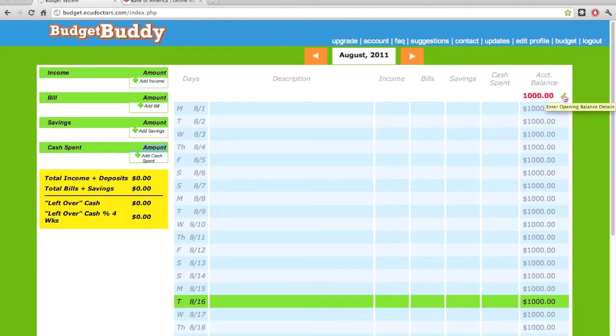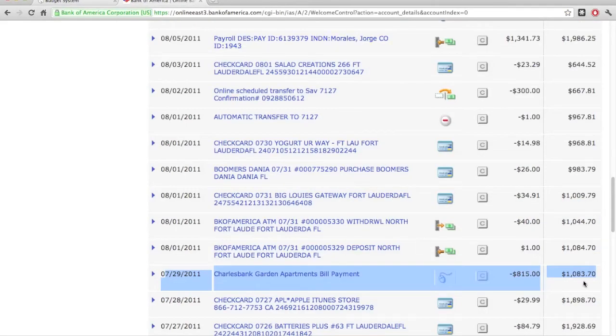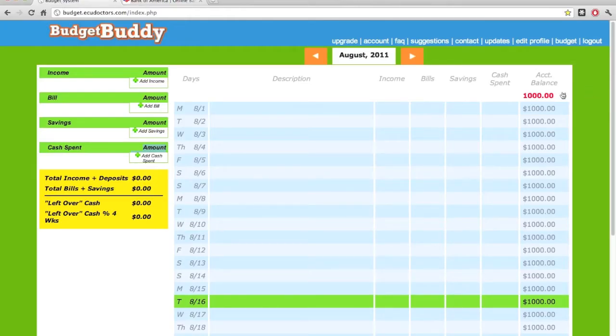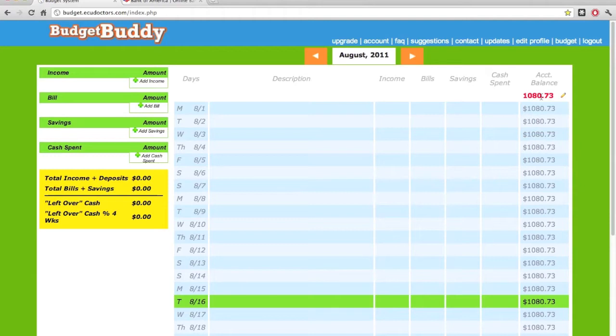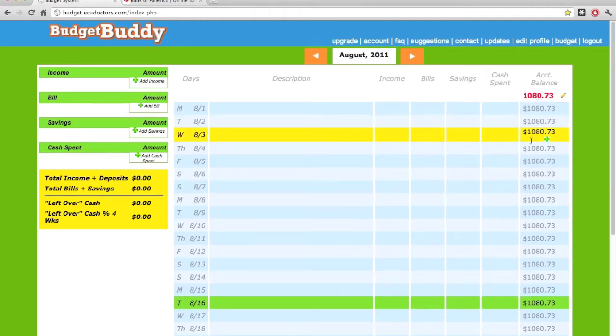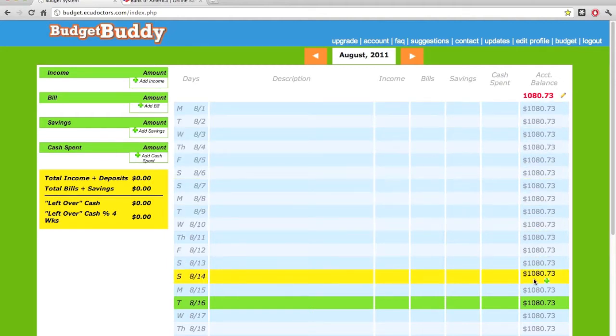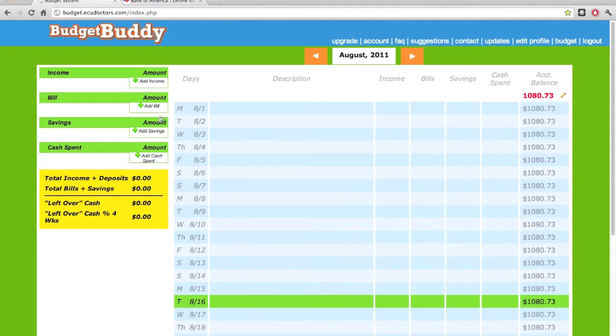The first thing I'm going to do is change the account balance to the amount of money that I began the month with. If I go back to my Bank of America account, I see that I began the month with $1,083.70. So I'm going to change that here. Submit, and then it's changed. You'll see that the number repeats throughout the month. It's thinking that right now I'm not earning any money and haven't added any money spent, which is the next thing that I'm going to do.